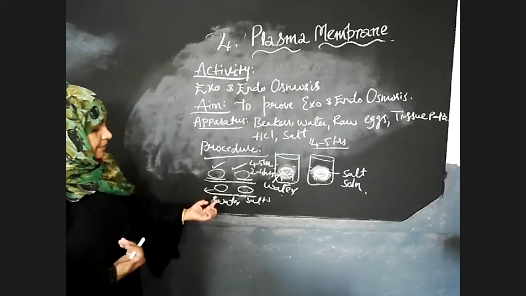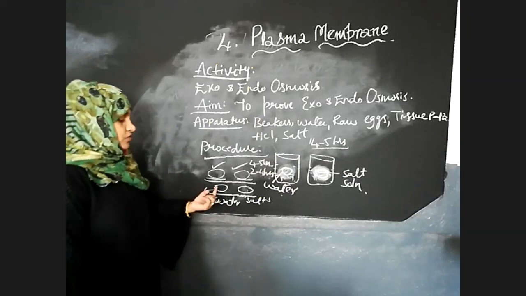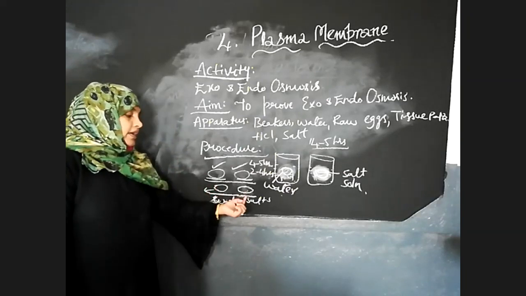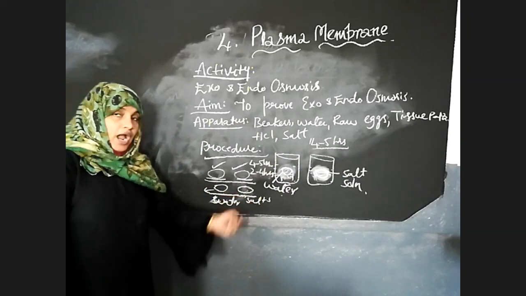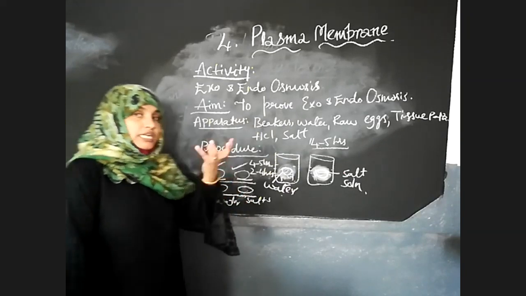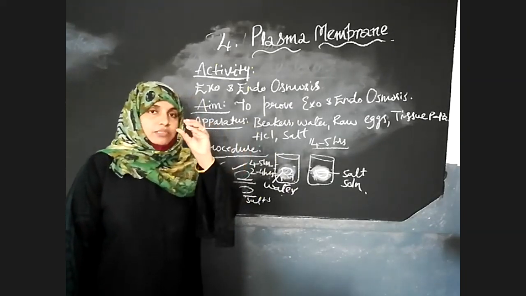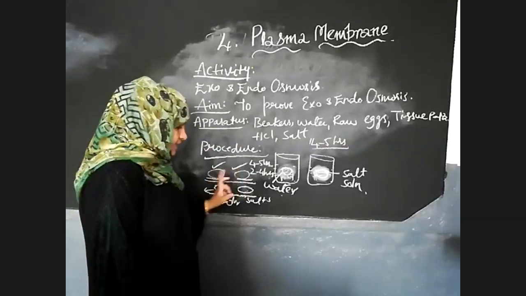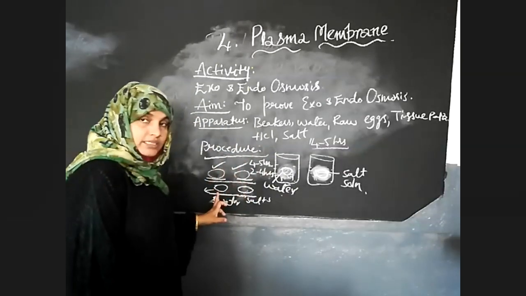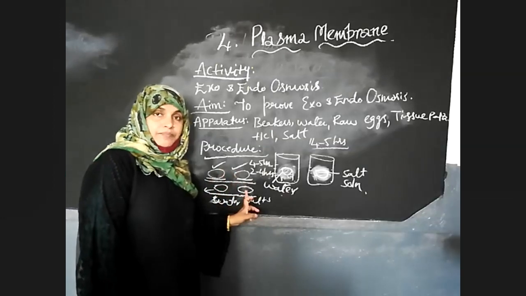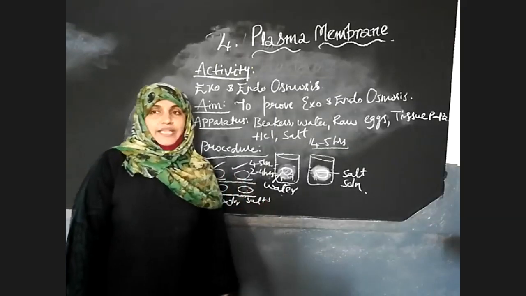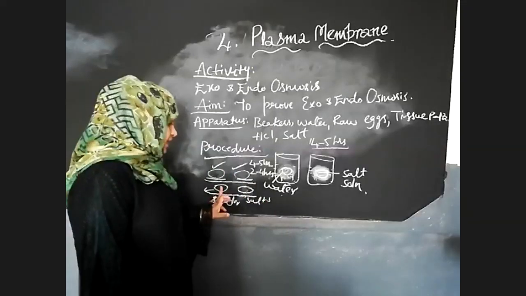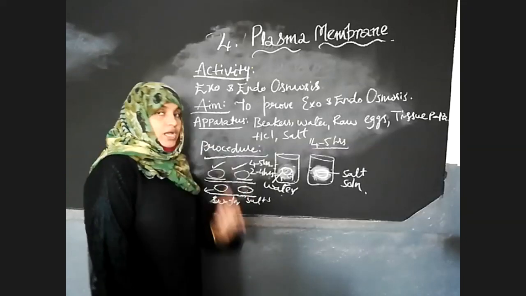The egg which is kept in water will undergo the swelling process. And the egg which is kept in salt solution undergoes shrinkage, means it will become small in size. As the size was the same, here the size increased, here the size decreased. Why is this increase and decrease of size seen? Because this one undergoes swelling and this one undergoes shrinkage.